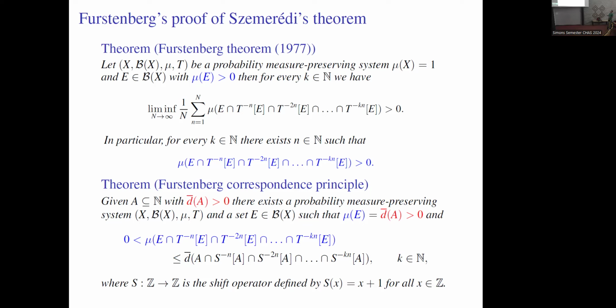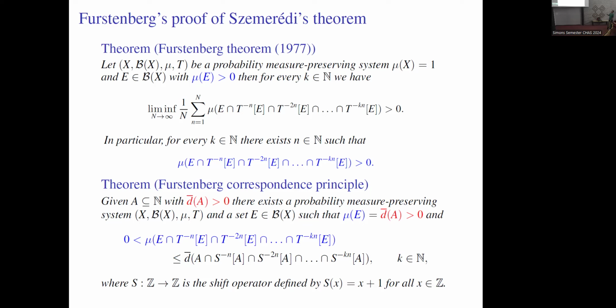And now there's a question: how can this be used to deduce the result on the set of integers, because this is what we want here. So there is another important tool, which is called the Furstenberg correspondence principle. A very beautiful result. If we consider a subset of integers with positive upper density, then this implies that there exists a probability measure preserving system and a measurable set with the property that the measure of this set in this new system is equal to the upper density of A. Which means that this is positive.